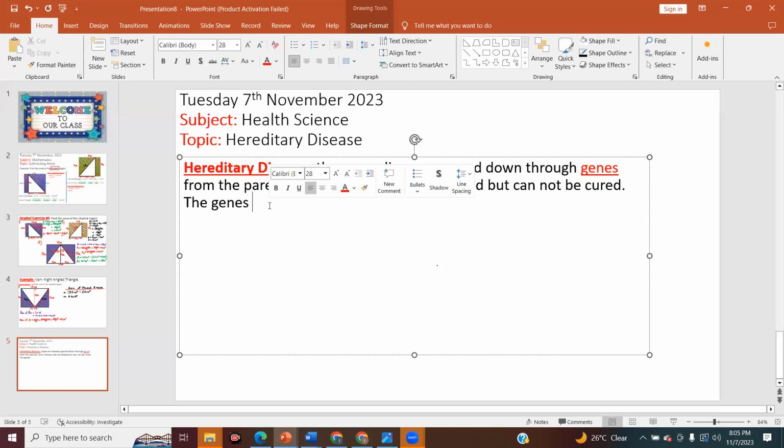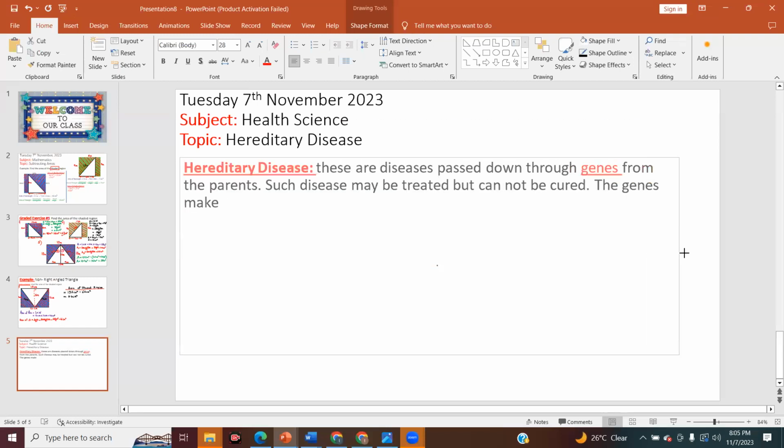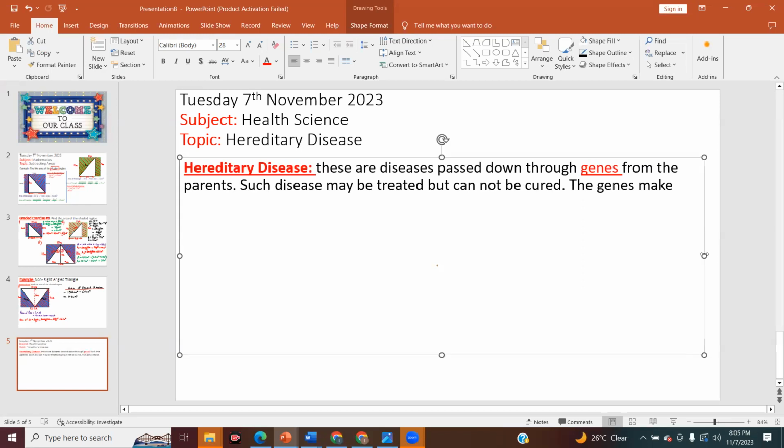Like how you inherited it, your DNA. So let me ask the question: is the genes in the DNA, or the DNA in the genes? What do you think? Genes in the DNA, or DNA in the genes?